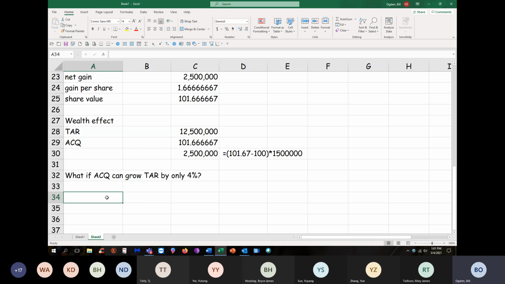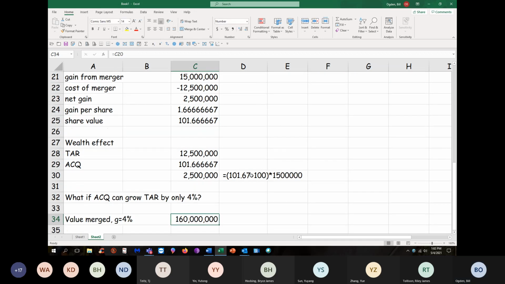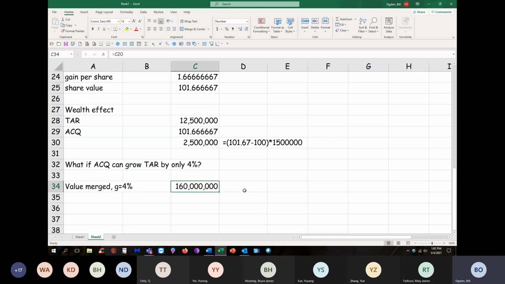All right. So let's do the value of the merger, and work with the assumption that G is 4%. Okay, so what's the value of the merger? Well, we have that. So let's use some calculations that we've done formally. And so that would be this number right here. It's 160 million, isn't it? All right. So they're worth no more than they would be as separate companies.